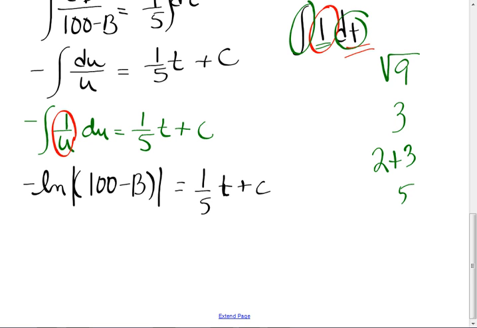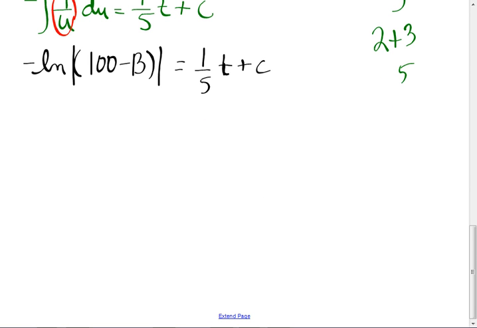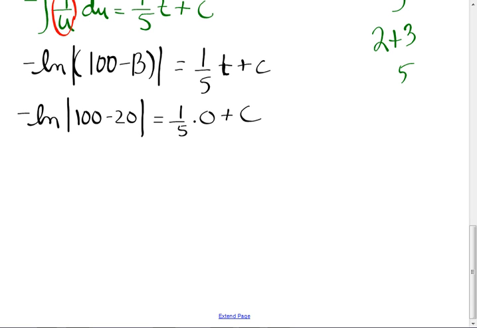Okay, now I need to know C. How much did the bird weigh when it was born? 20. So it's minus the log of 100 minus 20. Clearly, I don't need the absolute value. Equals 1/5 of 0 plus C. I get a point for that, even if I do it wrong. So negative log of 80 equals C. So if I miss the negative sign, but I put the point in, I can still get that point.